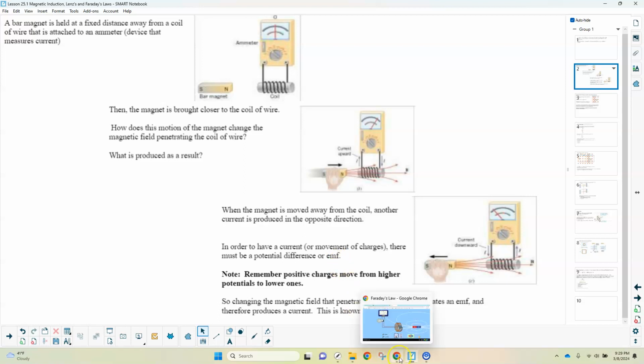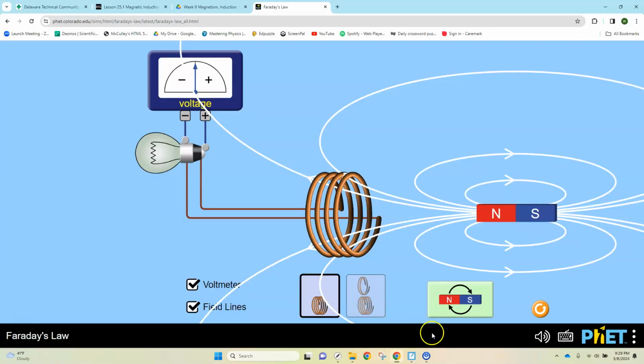So I'm going to go to this PhET site. This is slightly different than the one you guys are going to use, but it's a little more basic. It's the same kind of principle. We have a bar magnet. You can see the field lines created by the bar magnet. We had talked about that in the last lesson. We have these coils hooked up to a light bulb, and it also has a voltmeter.